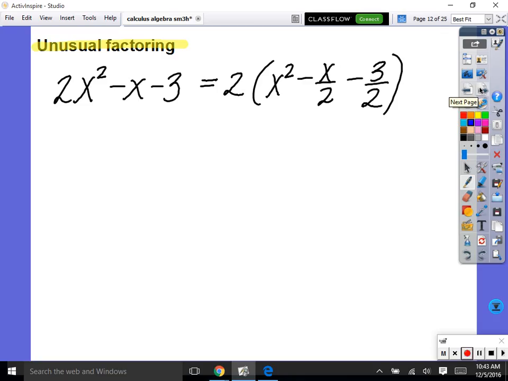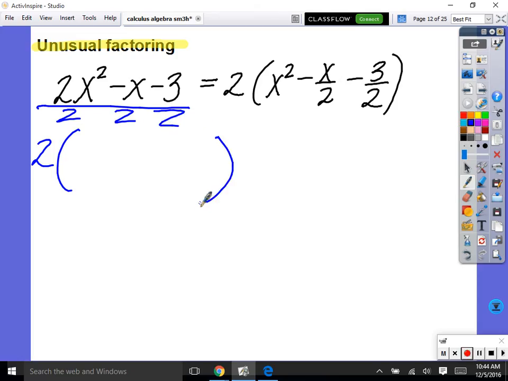So, some unusual factoring you could see in calculus. Given this, it might be useful to factor out a 2. So let's pull out a 2. Even though they don't all divide by 2, we can still pull out a 2 as long as we do the correct steps. So wouldn't we divide by 2, divide by 2, divide by 2? Sure. To write what's left in our parentheses. So then left would be x squared minus x over 2 minus 3/2.